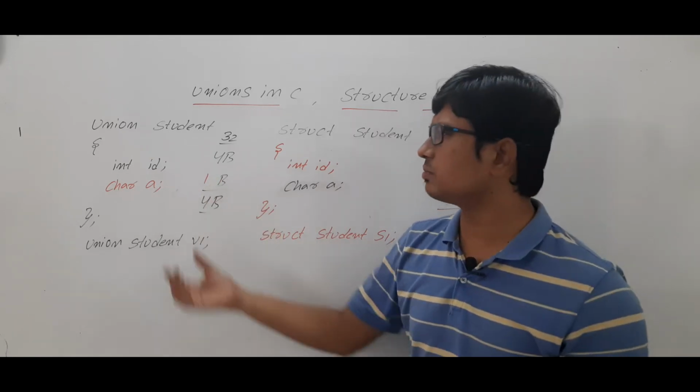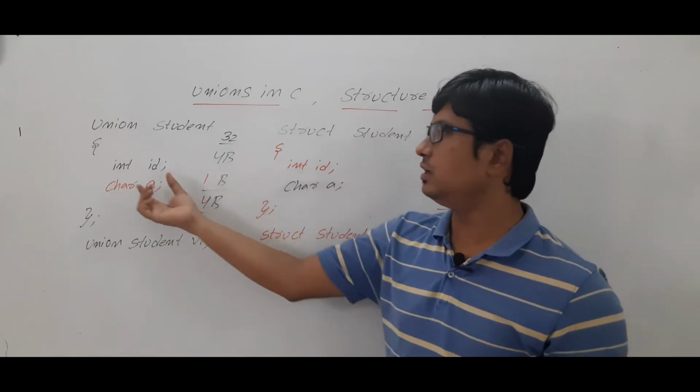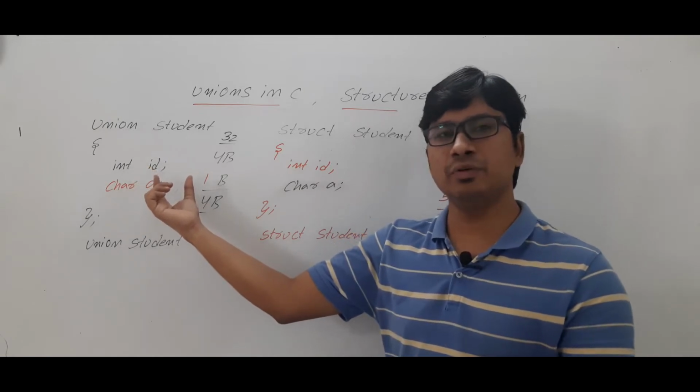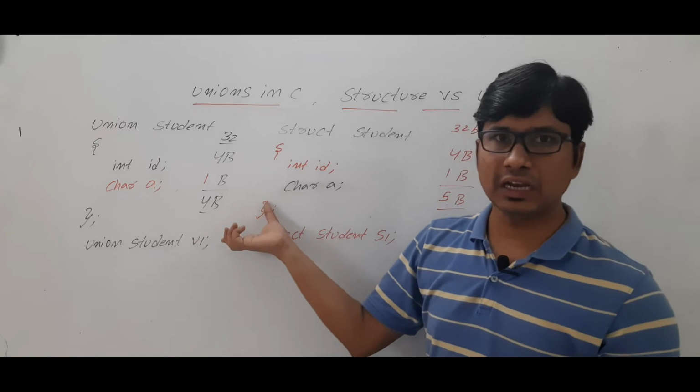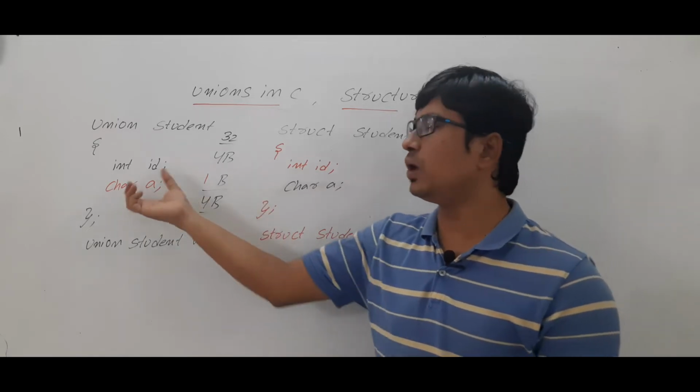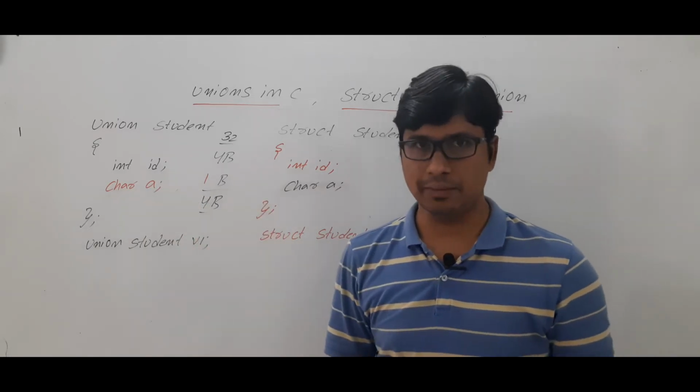It's simple logic because only 4 bytes are there. Integer itself will occupy 4 bytes. If you want to store a character, you need another 1 byte, but it is not allocated. Then at a time only one member value can be stored. Am I right or wrong?